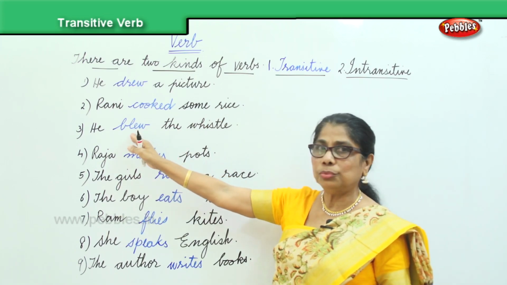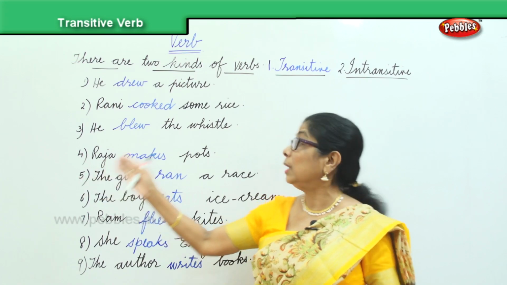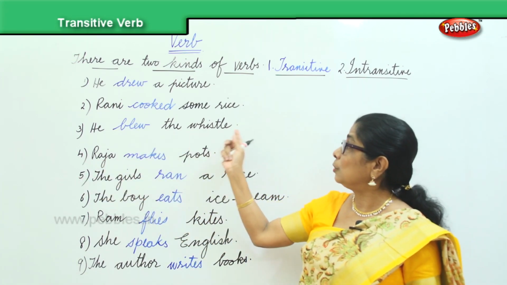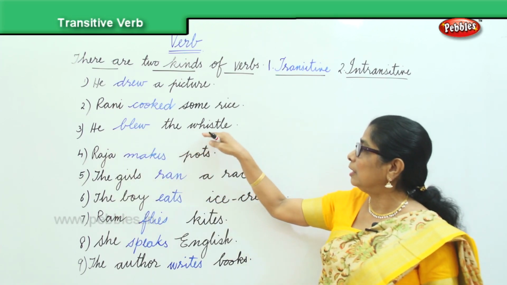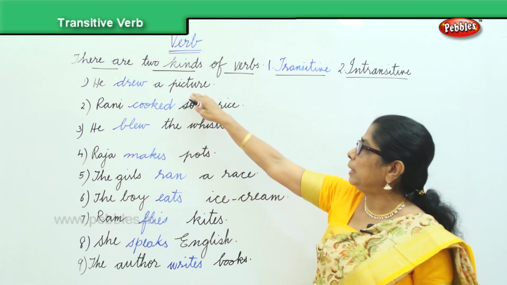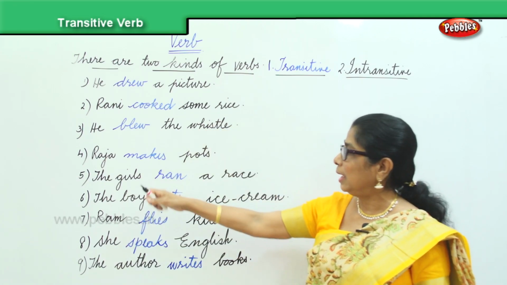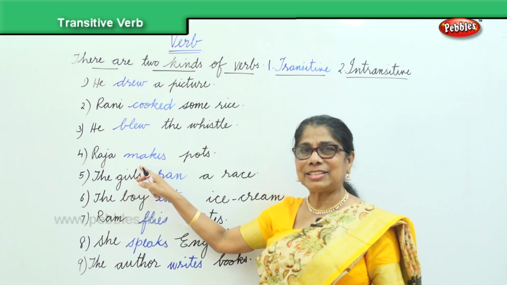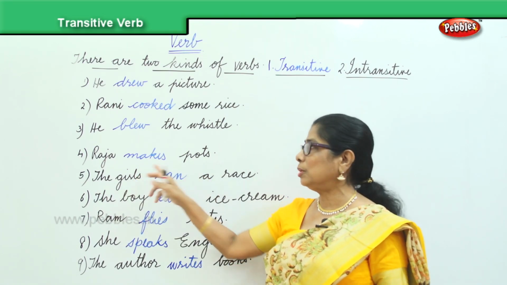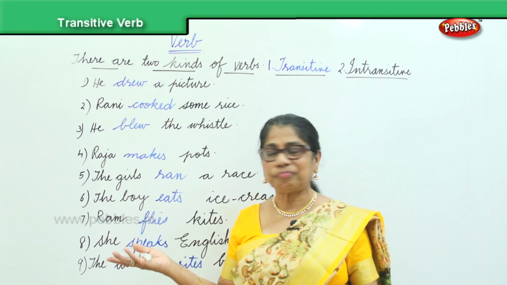He blew. The transitive verb blew. He blew what? He blew the whistle to complete the action. We need an object. The object is whistle. Picture, rice, whistle. They are the objects. In the fourth sentence, Raja makes. Raja is the subject. The object here is pots. He makes what? He makes pots, earthen pots.